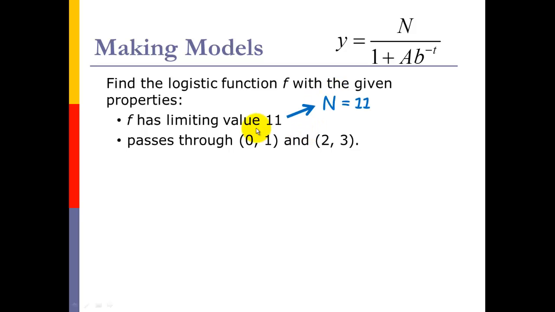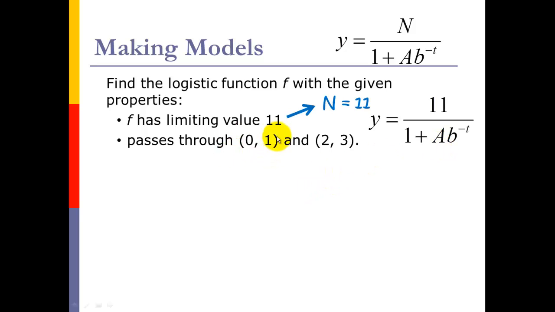Now, one of the pieces of information is the limiting value, and that is N equals 11. N is the ceiling for our function, the largest value that we can get towards, so when we know the limiting value, that is our N value for the numerator of this function. So right away we can rewrite this function as y equals 11 over all that stuff in the denominator. Now we have to figure out the rest of that stuff, what the letter A and the letter B here stand for.